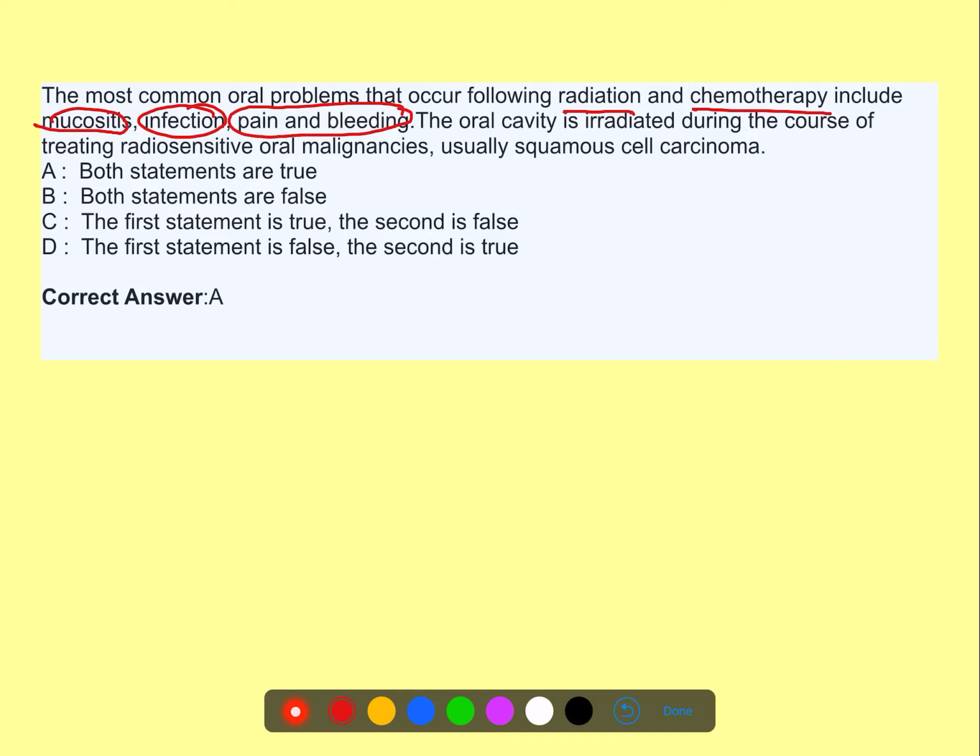The oral cavity is irradiated during the course of treating radiosensitive oral malignancies. Yes, because we give radiation for malignancies like squamous cell carcinoma. So both statements given here are true.